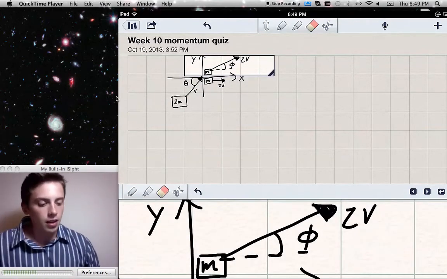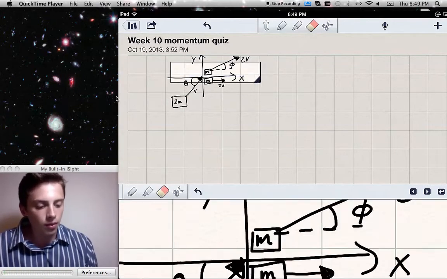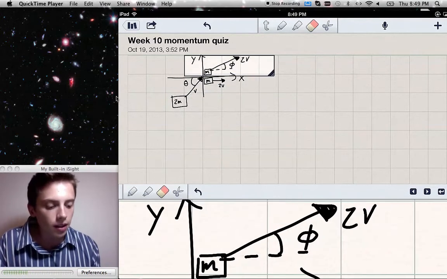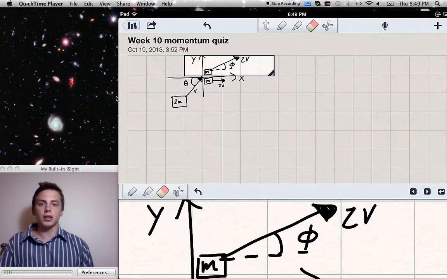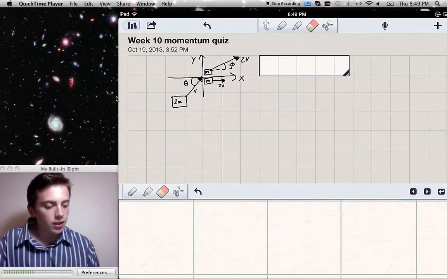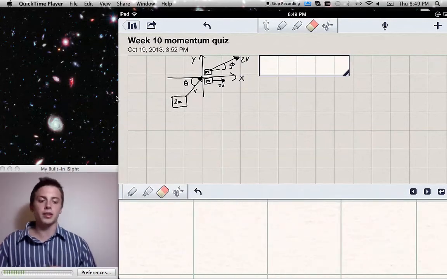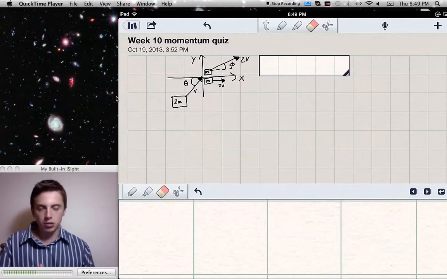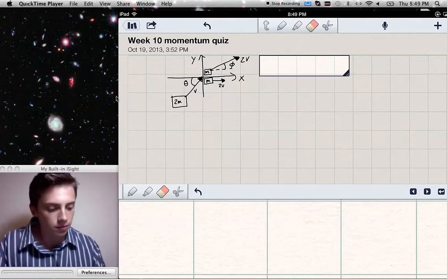I use the label theta for the unknown direction of the initial mass, and phi for the unknown direction of the final mass. So the question is, what is the initial direction, which is theta on my diagram? Your answers will depend on what diagram you draw, but the diagram you draw has to be consistent with the setup of the problem.